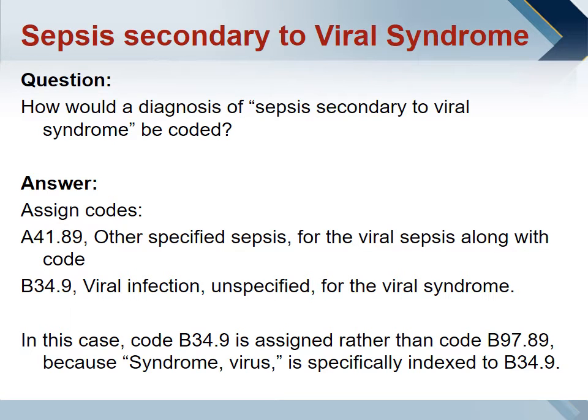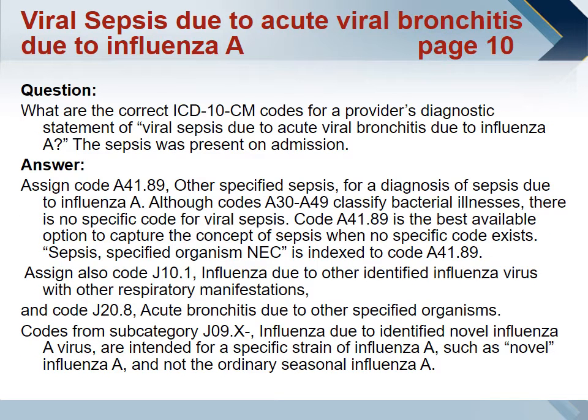Next, sepsis secondary to viral syndrome. How would a diagnosis of sepsis secondary to viral syndrome be coded? And again, we have A41.89, other specified sepsis for the viral sepsis, along with the code B34.9, viral infection. And in this case, we're using B34.9 rather than B97.89 because viral syndrome is specifically coded and indexed to B34.9.